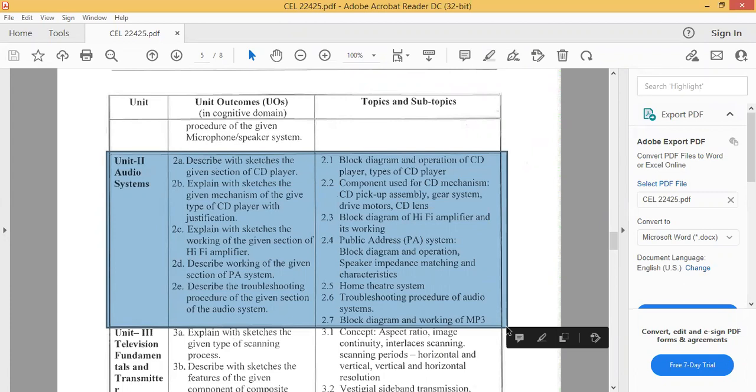Is it clear? Unit number 2, yes. Is it clear? Okay. Yes, sir.